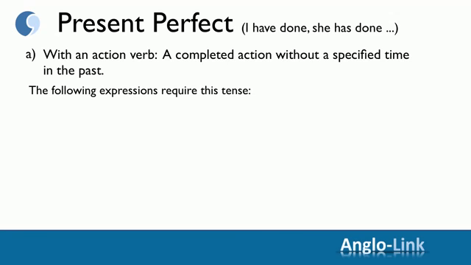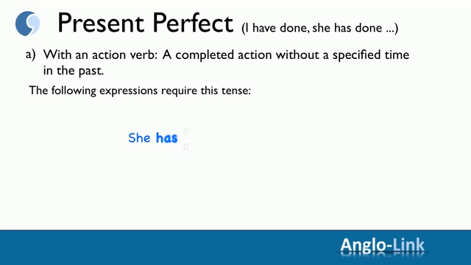The following expressions require this tense because they do not refer to a specific time in the past. They mean some time in the past until now. So far. Already. Not yet. Recently. Just. Ever. Never. Today until now. This year until now. In the last few years. In the past week.